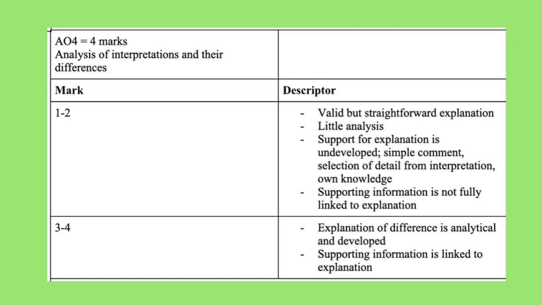Now, in order to score in the top band, you need to show that your explanation is analytical and developed. So that means that you've stated your reason for why you think there might be a difference, and you've explained it in detail. You've linked it back to the question. You might even bring in a little bit of detail from your own knowledge. You don't have to, but if it supports what you're saying, that's quite a good way of explaining your answer.